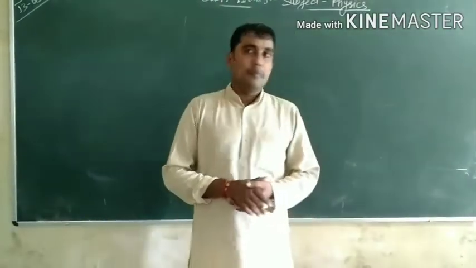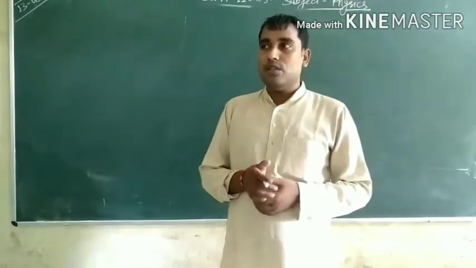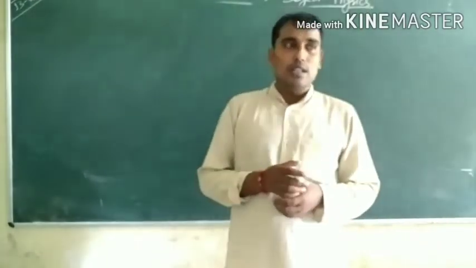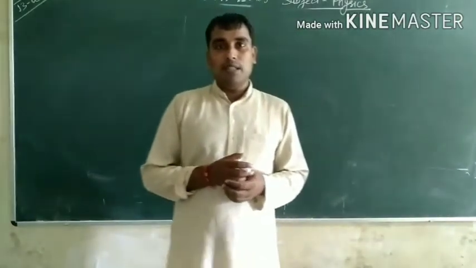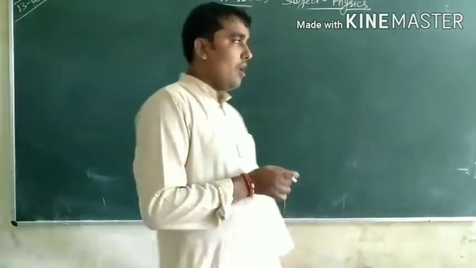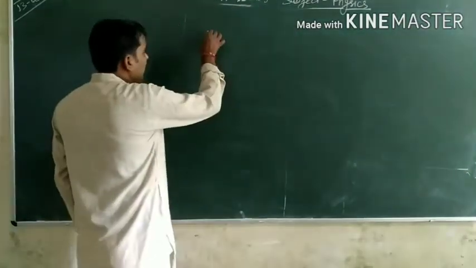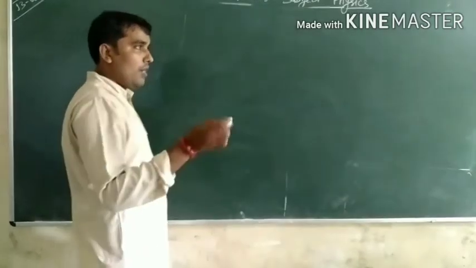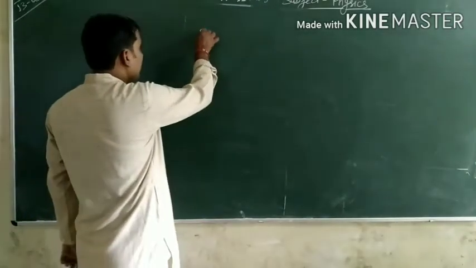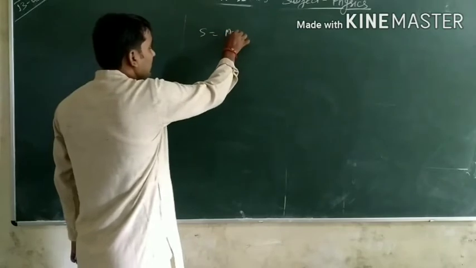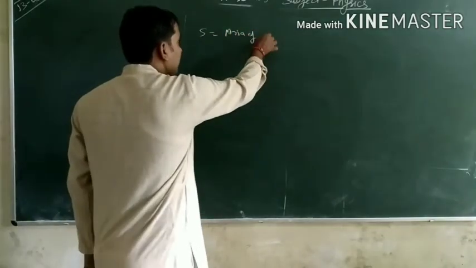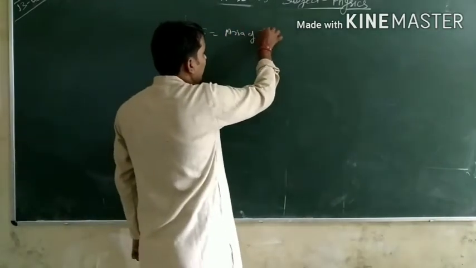We know that the area of the velocity-time graph is equal to the distance covered by the moving object. Using this criterion, we derive the third equation of motion. The distance covered by the moving object, S, is equal to the area of the velocity-time graph.